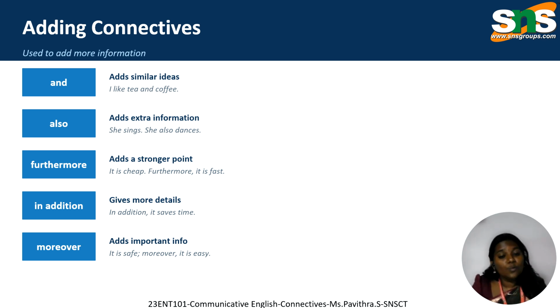Furthermore, this one's a bit more formal. Use it to add a stronger or more important point. It is cheap. Furthermore, it is fast. In addition, gives more details or another supporting point. In addition, it saves time. Moreover, adds something significant on top of what was already said. It is safe. Moreover, it is easy. And, as for usage, "and" and "also" are usual for casual writing and speech, while furthermore and moreover are better for formal essays and reports.